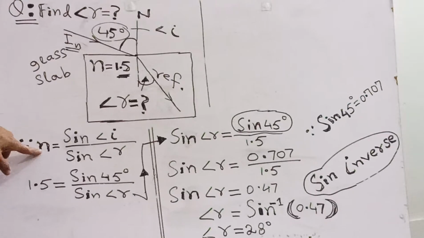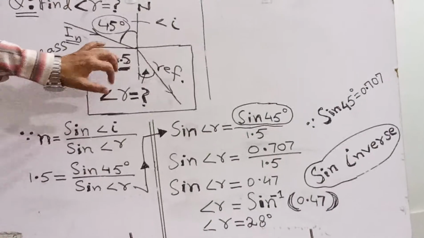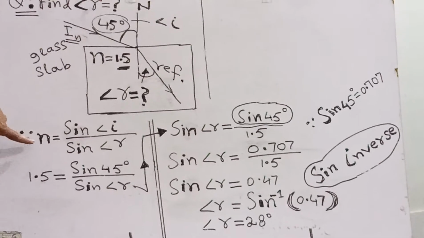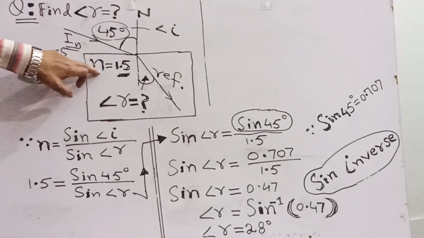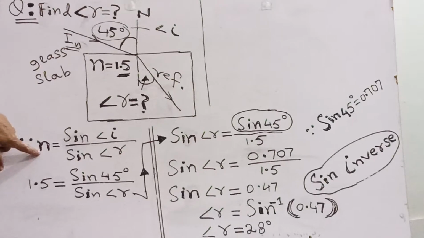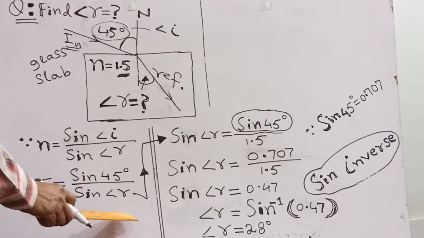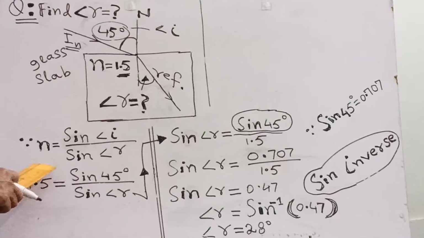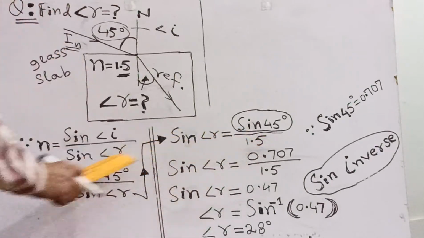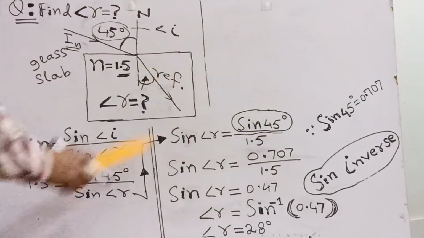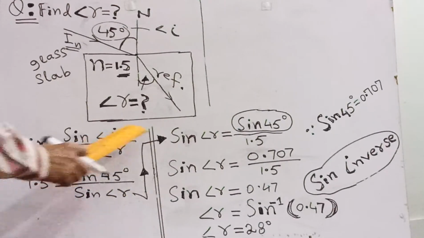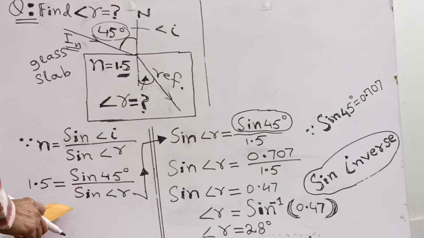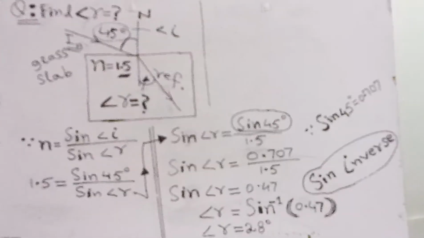What is the value of the refractive index of this material? It is given as 1.5. So put the value of N, the refractive index of the glass slab, as 1.5. Now come over here, cross multiply, bring 1.5 over here and bring the sine of the angle of refraction over here. Hence the equation changes from here to this shape.